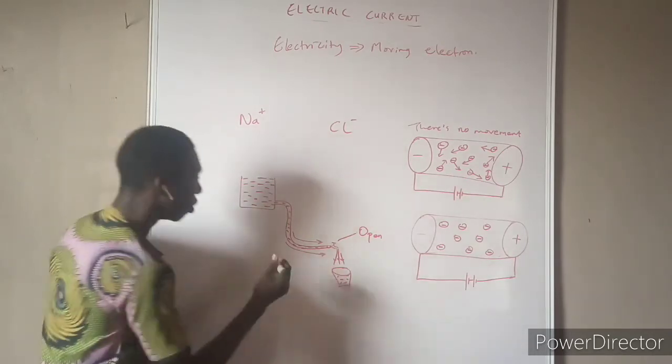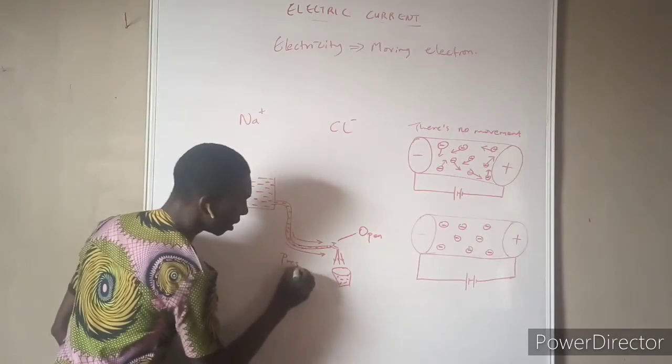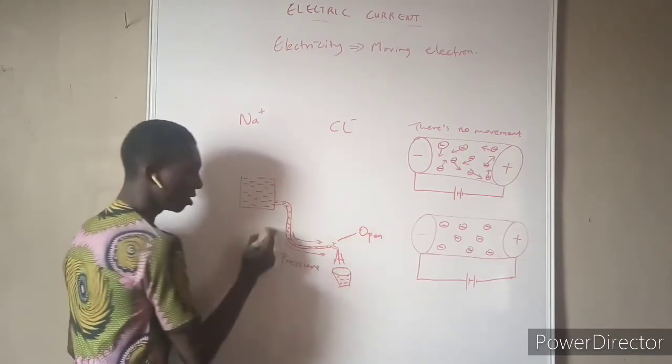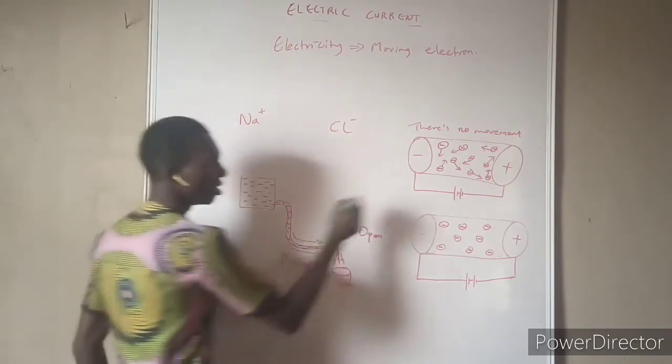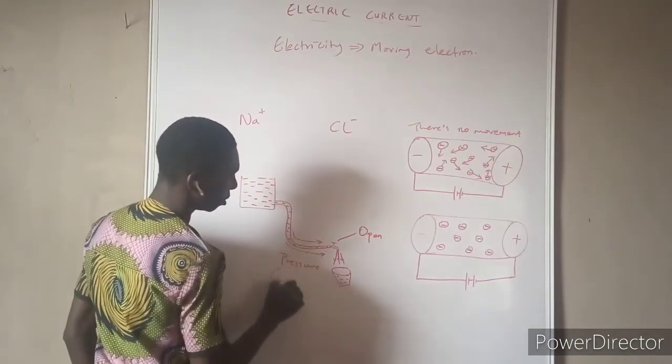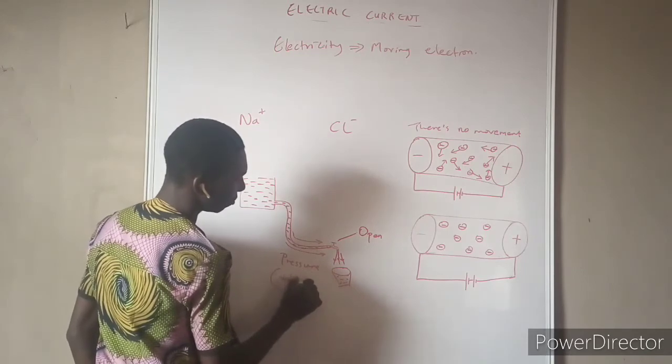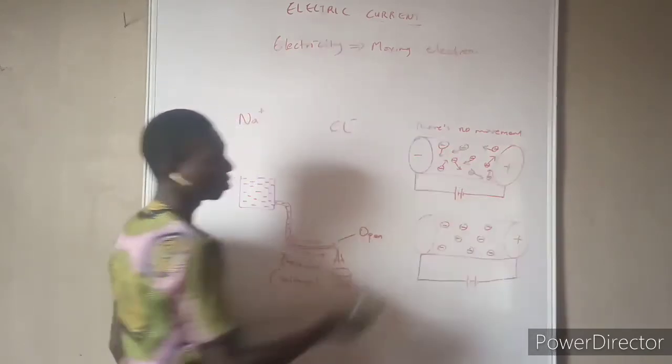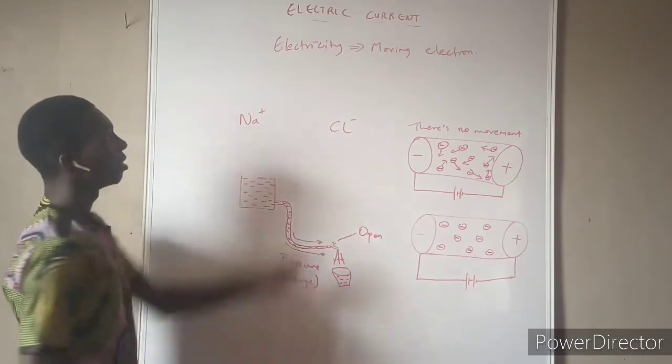So the pressure of the water here, causing it to move in a specific direction, is actually the voltage. Let me put it in brackets here. It's actually the voltage when it comes to electric current. So here we have flow of water, but here we have what?